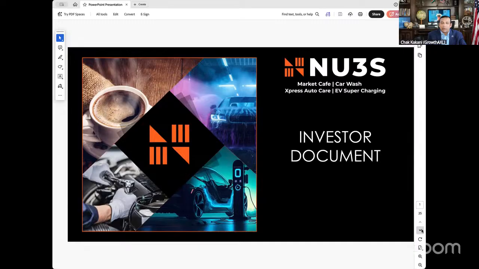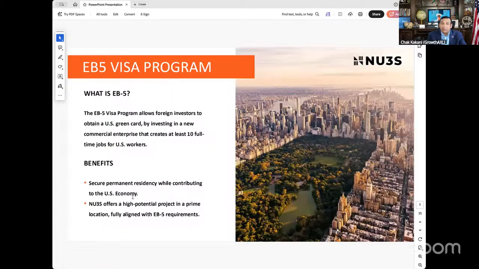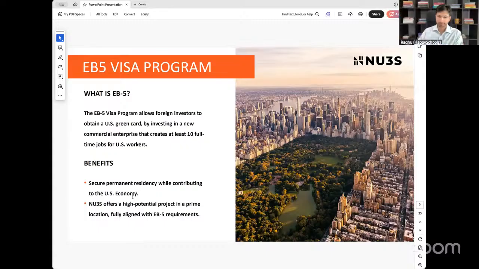Even though we talk about our project, first we want to explain what EB-5 is. So this is the general disclaimers, as any investor doc will have. So if you can move on, we get started with EB-5. Raghu, please feel free to interrupt me as you want to. It's definitely your prerogative to do that.